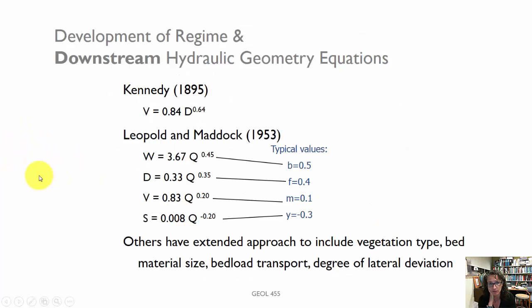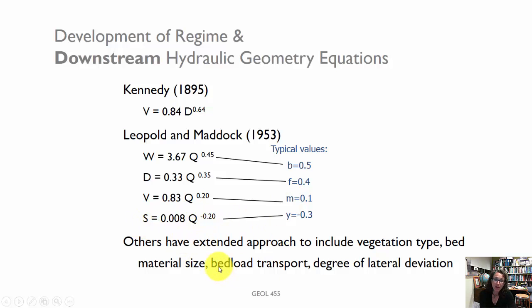And this is true in a lot of cases. So some of the downstream hydraulic geometry equations that we see are, well, the earliest one, so this is Kennedy doing regime theory, the non-silting, non-scouring channel. The velocity is proportional to the depth to the 0.64. Leopold and Maddock in the 50s published this big definitive paper that's cited still extensively. And they found that the width correlates to the discharge to about the 0.5, the depth to about the 0.4, velocity typically we see now about 0.1, and slope to about minus 0.3.